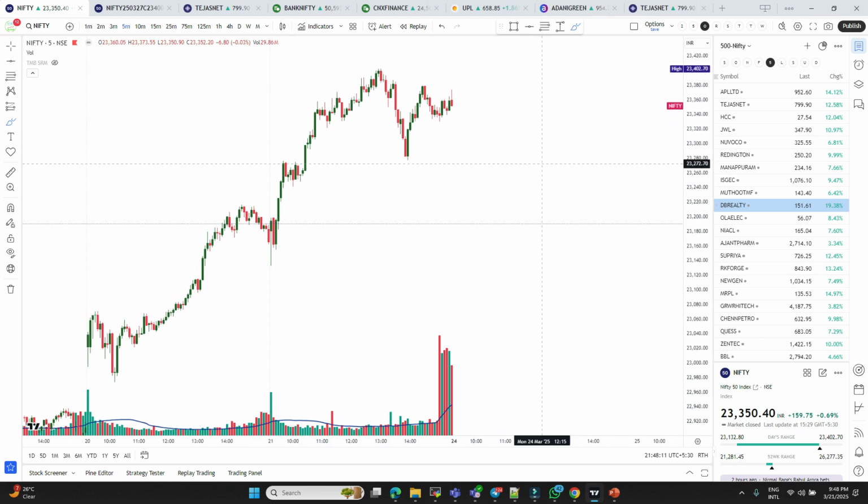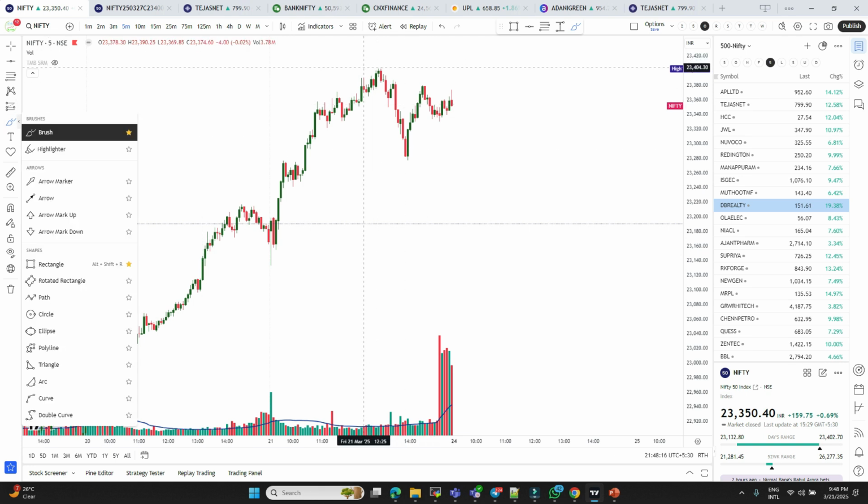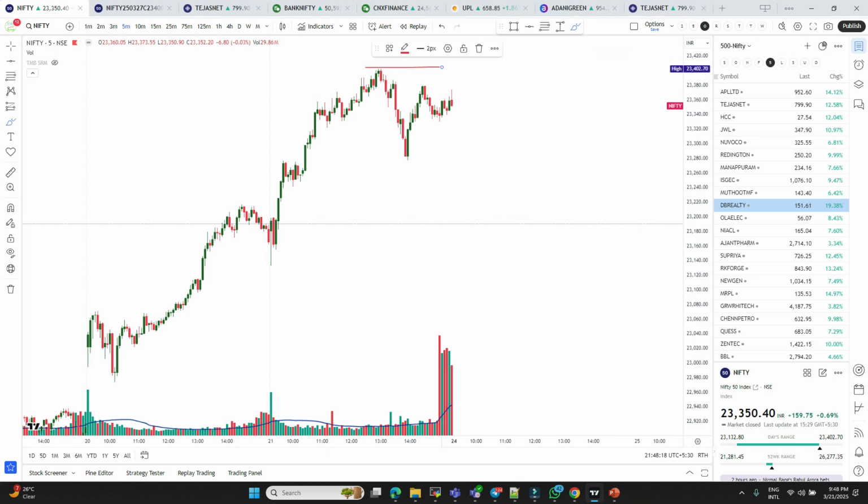How to find out? What I mentioned was, this is the last green candle. You mark the last green candle's high and low. In this case, this is the higher high. After that, the distance between the highs is slowly coming down.